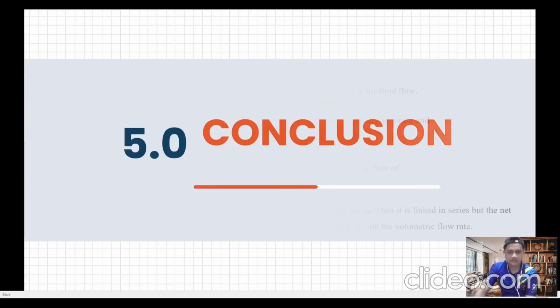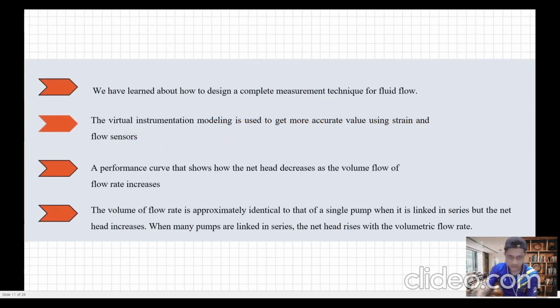In conclusion, we can conclude that our experiment was successful. In this experiment, we have learned how to design a complete measurement technique for fluid flow. The measurement was taken by using visual instrumentation, that was DAISY-lab. The visual instrumentation modeling is used to get more accurate values using strain and flow sensors.